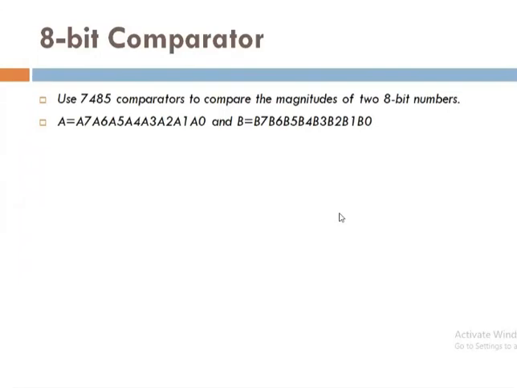So in that case, here we require 2 ICs. Now if you are considering the 2 ICs, how are we going to connect these 2 ICs? With the help of cascading inputs, we are connecting the 2 ICs. Consider the A number which requires 8 bits, and the B number which also requires 8 bits. But how do these ICs perform the comparison between this number of bits?